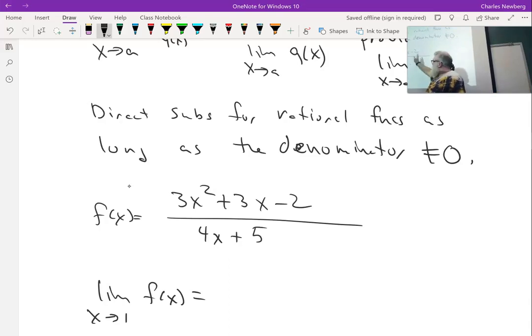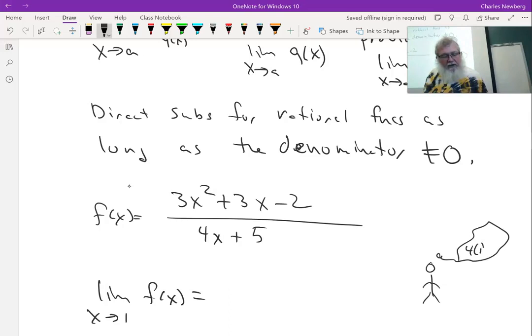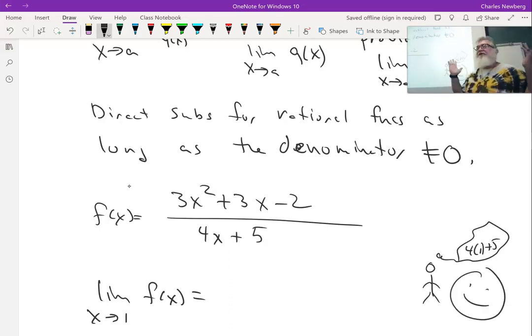We do. Now, for me, the first thing I do over on the side here, here's me thinking, is I just plug in 1 into the denominator. Why did I pick 1? Because that's our limit. Why the denominator? Because thou shalt not divide by 0. So I quickly put in 1. All you have to decide, is it going to be 0 or not? Is it going to be 0? No. So what does that do? That makes us happy, because what can we do? Direct substitution.